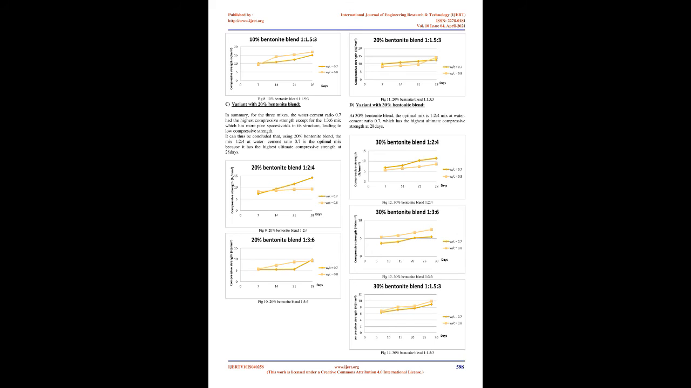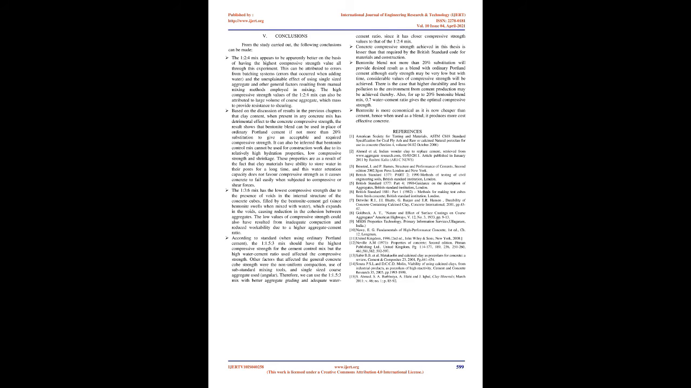The 1:2:4 mix appears to be apparently better on the basis of having the highest compressive strength value all through this experiment. This can be attributed to errors from batching systems, errors that occurred when adding water, and the unexplainable effect of using single-sized aggregate and other general factors resulting from manual mixing methods employed in mixing. The high compressive strength values of the 1:2:4 mix can also be attributed to large volume of coarse aggregate, which provides mass to resist shearing.